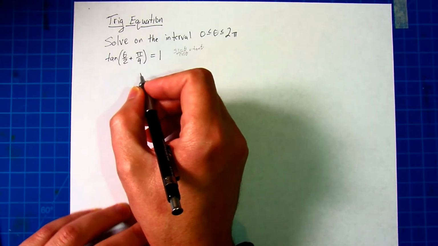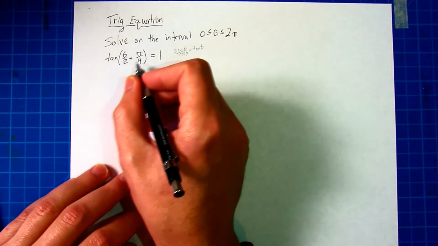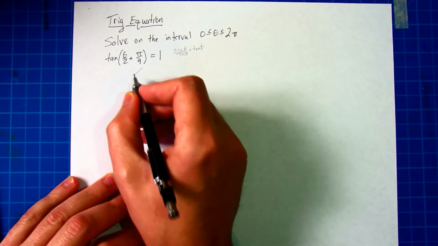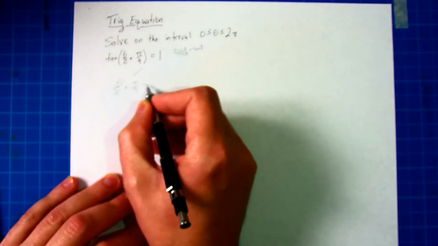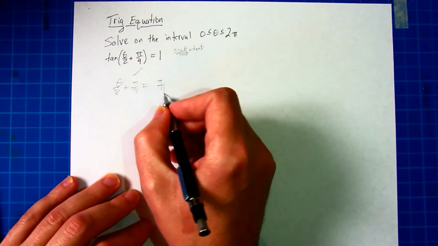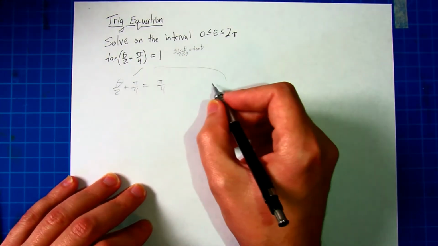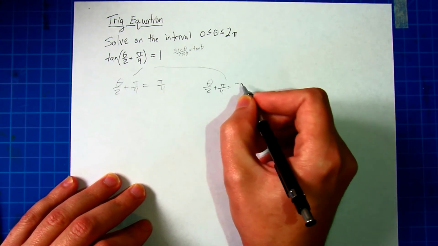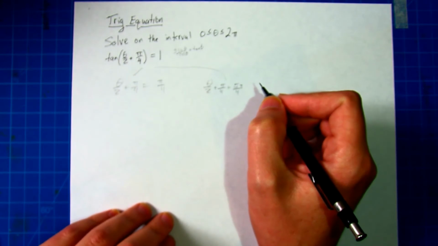The strategy then is you know that the tangent of whatever equals 1 when the whatever equals pi over 4 or 5 pi over 4. So what you do is you say theta over 2 plus pi over 4 equals pi over 4, because that's what we found out here. But let's also go over here and say theta over 2 plus pi over 4 equals 5 pi over 4. From here, it looks like a pretty simple equation.